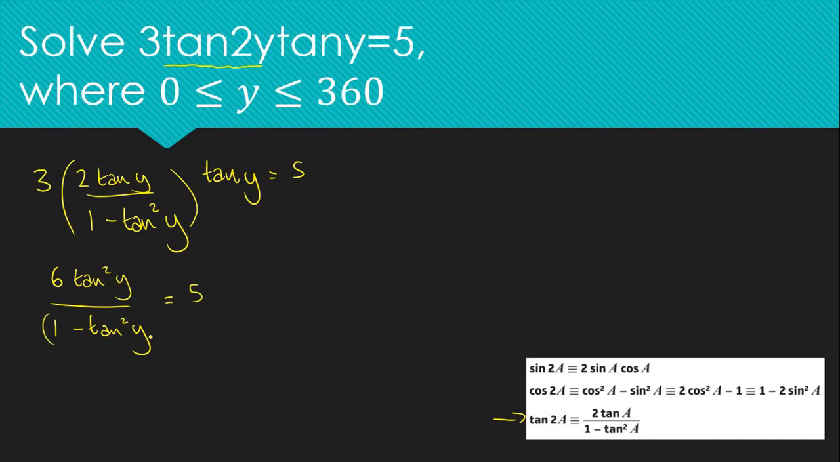Now we're going to multiply this denominator up by the 5. We're going to multiply both sides by the denominator. Just be really careful here, because you can do the 5 times the 1 pretty obviously, but pretty often people miss off the negative tan squared y times 5. Just watch out for it.